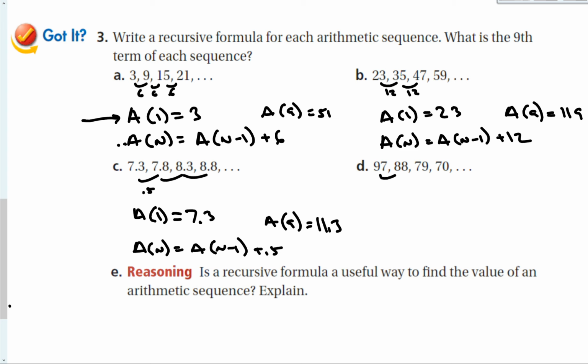And finally, this one is going down. So we're going to have a negative number. It's going down by 9. So a of 1 is going to be 97, and a of n is going to be a of n minus 1 minus 9, not plus.